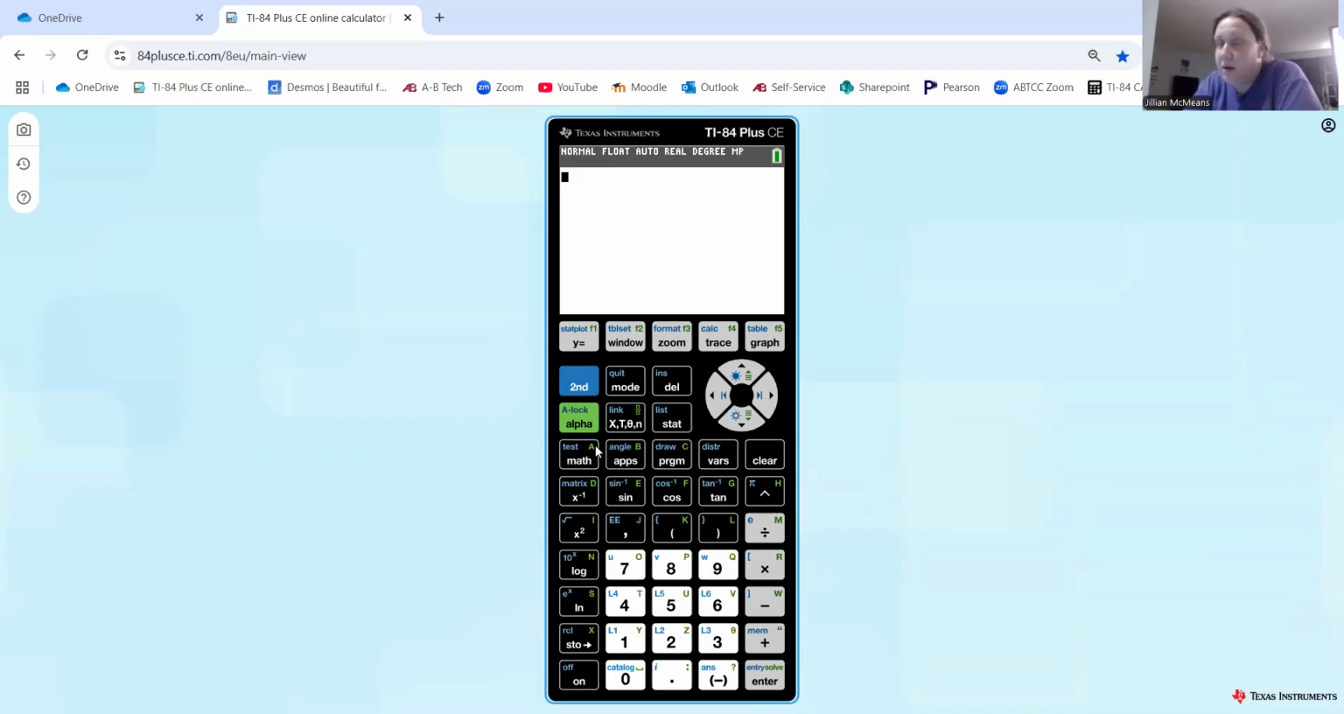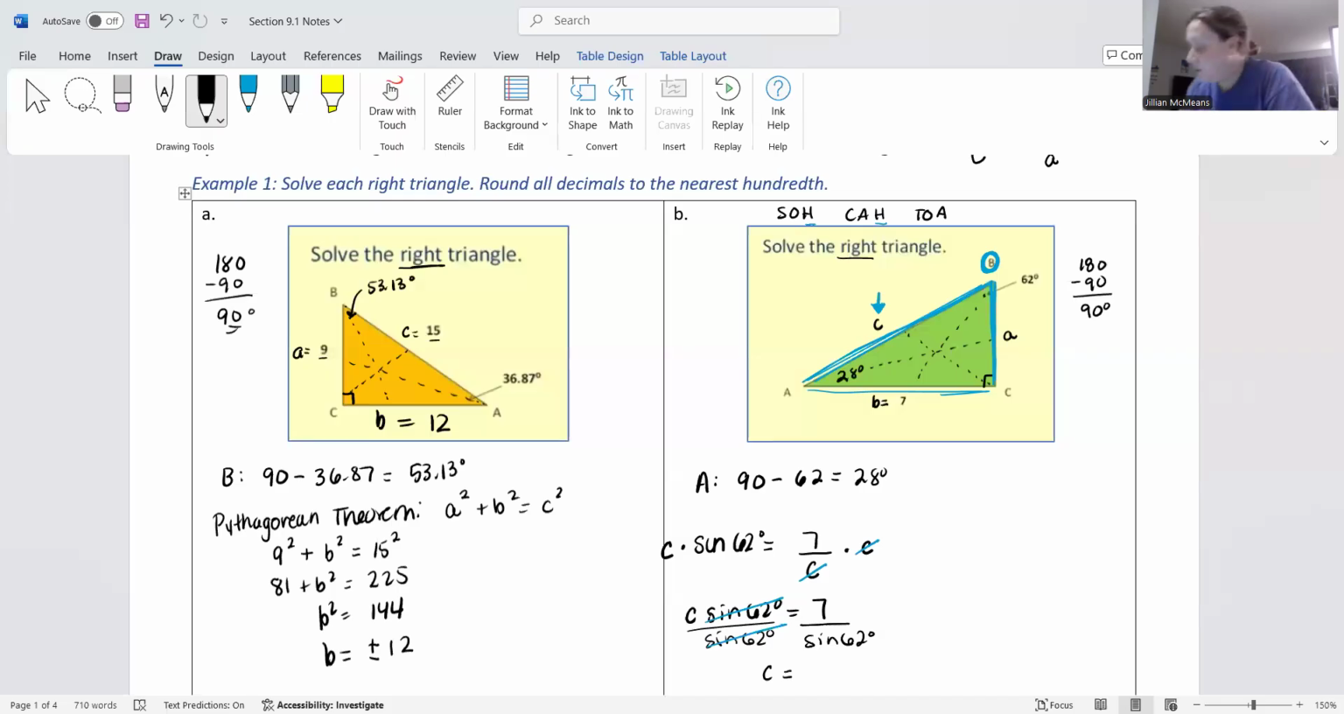And I like to type in the fraction template. There's a couple of ways to do it. I just tell my students alpha y equals, and then hit enter, and you get the fraction template. My numerator, 7. My denominator, I'm looking for sine of 62 degrees. And then we wanted to round all of our values to 2 decimal places, so hit enter, and we get 7.9, if we round up 3, so 7.93 here. So that tells me that the length of the hypotenuse is 7.93.